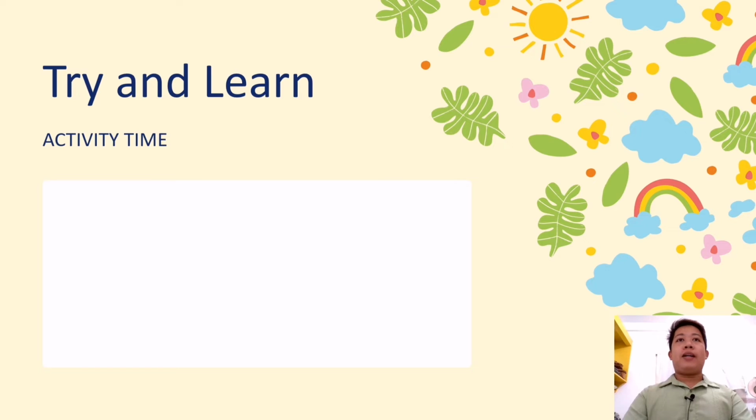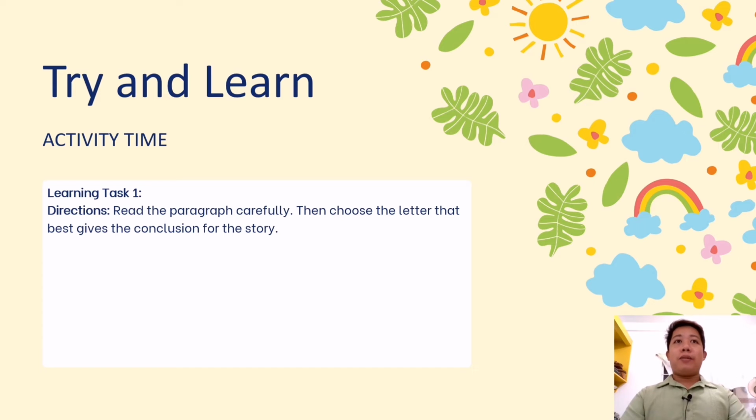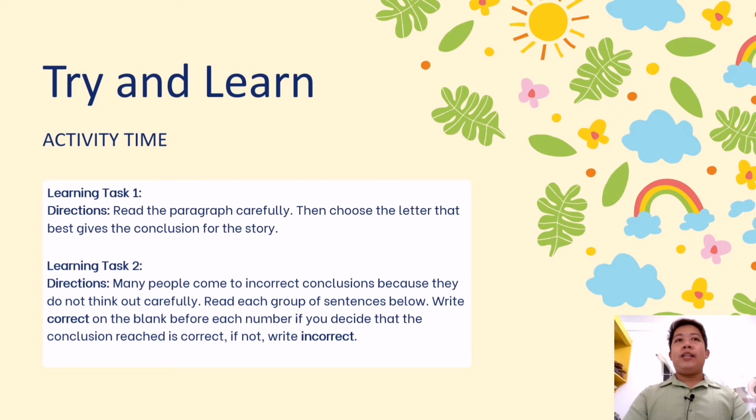It's now time to answer the learning task assigned to you. For learning task number 1, you have to read the paragraph carefully. Then choose the letter that best gives the conclusion for the story. For learning task number 2, many people come to incorrect conclusions because they do not think out carefully. Read each group of sentences below, write correct on the blank before each number if you decide that the conclusion reached is correct. If not, write incorrect.